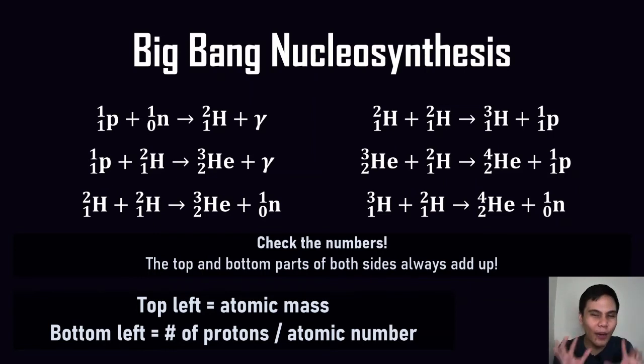So notice how the numbers look on the left and the right sides of these reactions. If you look at the top numbers of P and H, we have 1 and 2.